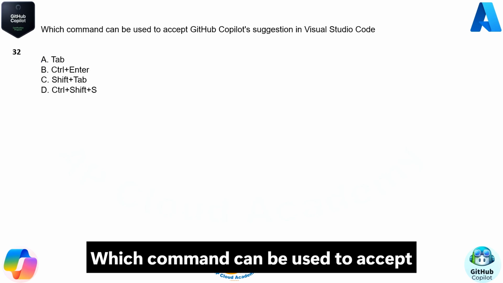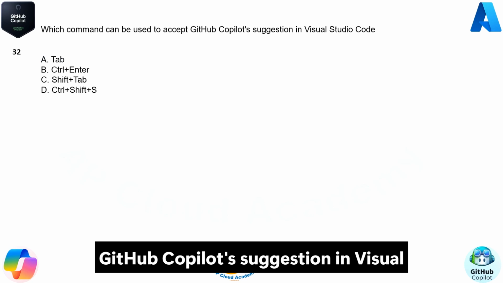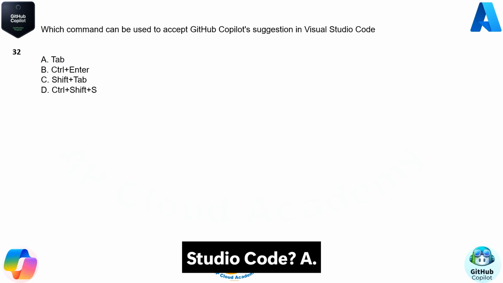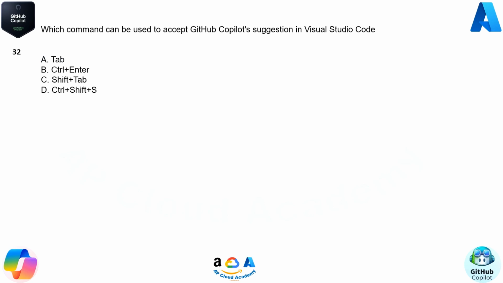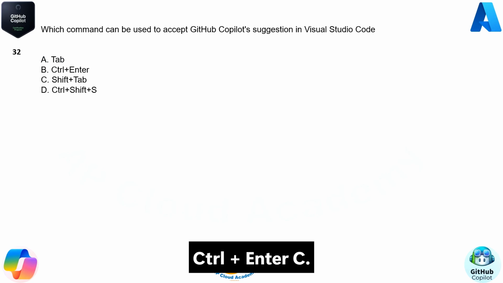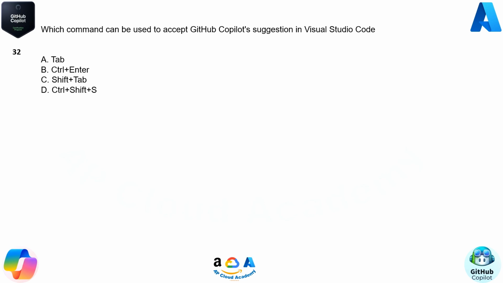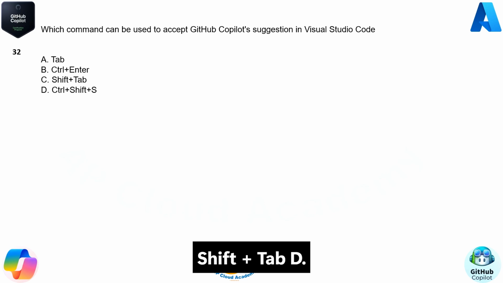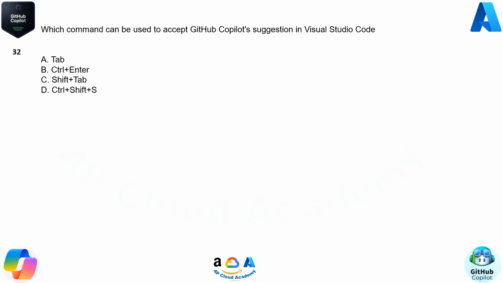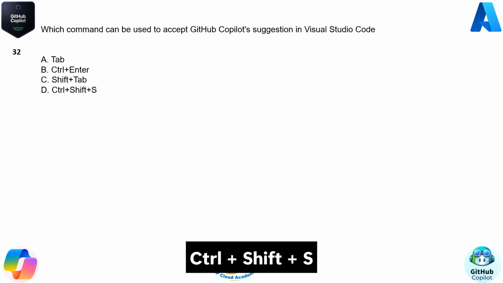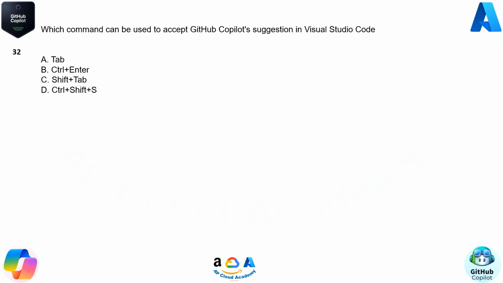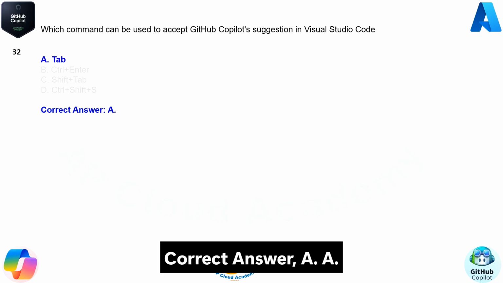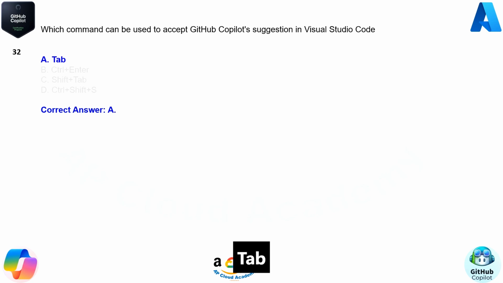Which command can be used to accept GitHub Copilot's suggestion in Visual Studio Code? A. Tab. B. Control plus Enter. C. Shift plus Tab. D. Control plus Shift plus S. Correct answer, A. Tab.